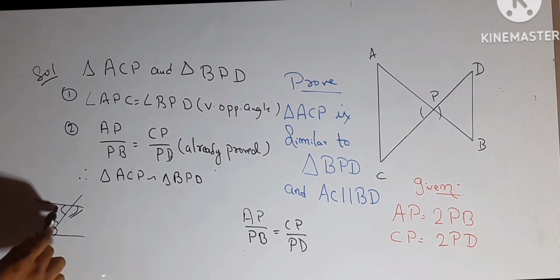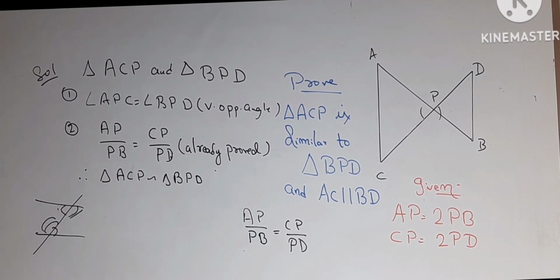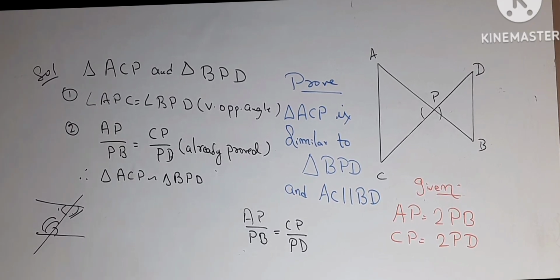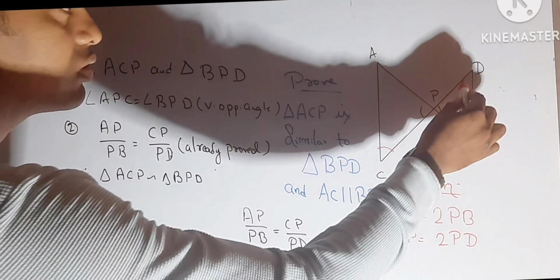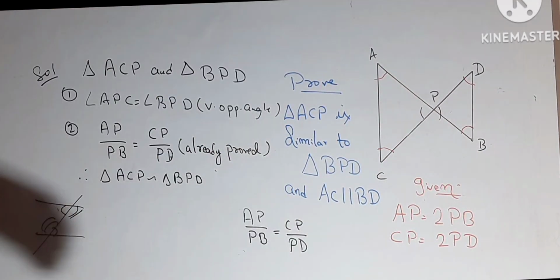Okay, if these two are equal, then it's a parallel. So here also we'll say, as we have proved these two triangles are similar, what can we say? We can say that the angles are also equal. Can we say this one equal to this one? Yes sir, we can say this one equal to this one also.